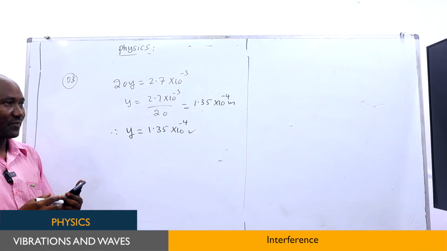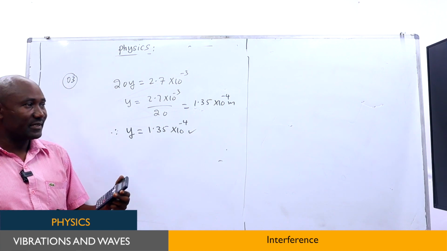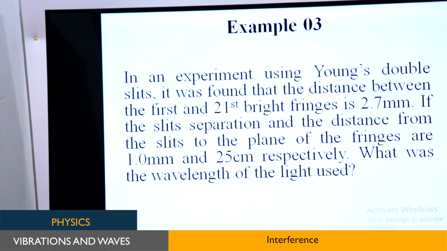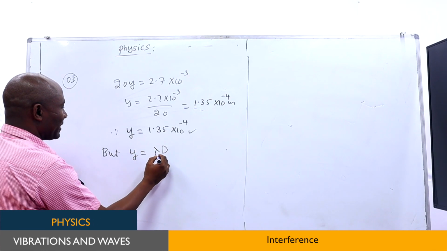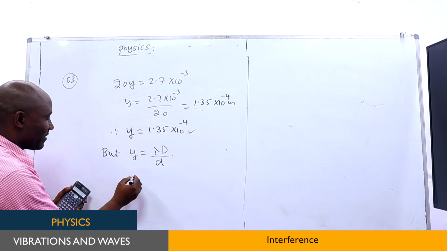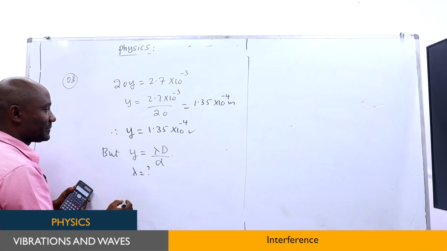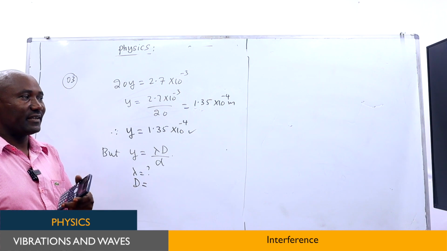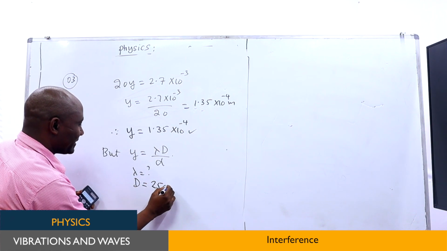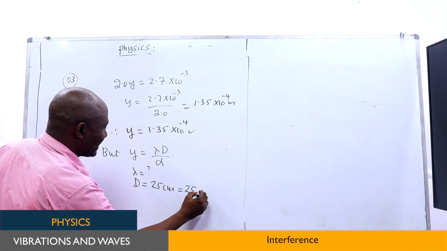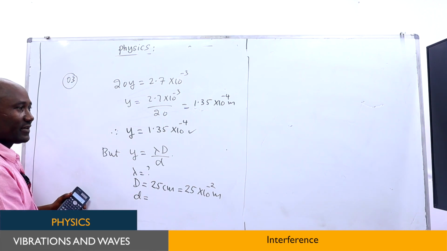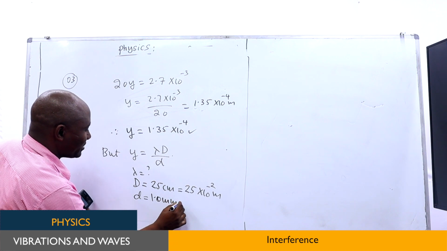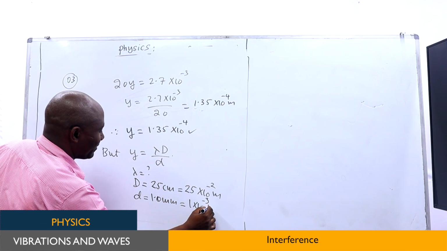That is step number 1. But this is not the question. The question is demanding to find what? You're supposed to find the wavelength of the light used. Since we know the fringe separation, the formula says the fringe separation is given by lambda capital D over small d. Lambda is not given. The distance from the slit to the screen is given as 25 centimeters, which is converted into 25 times 10 negative 2 meters. And the distance between the slits is given as 1 millimeter, which is converted as 1 times 10 negative 3 meter.